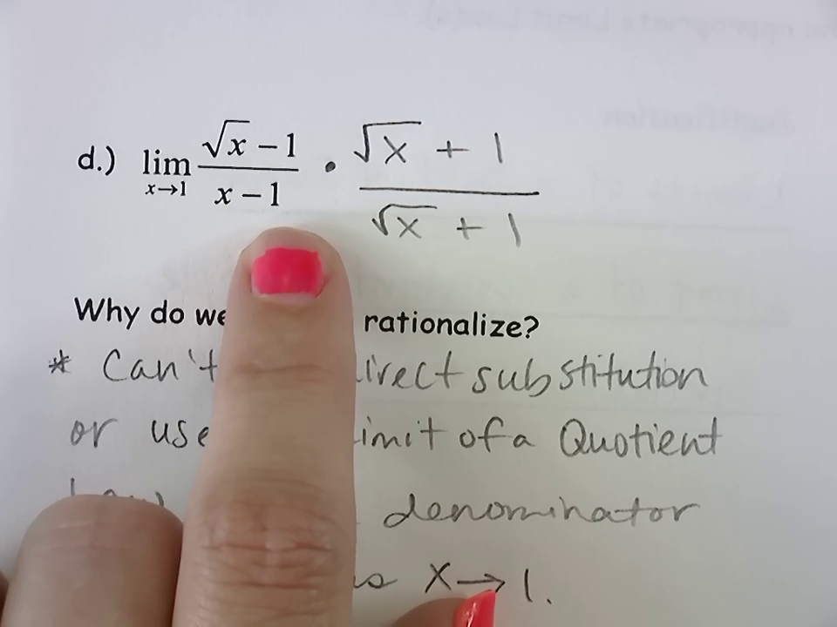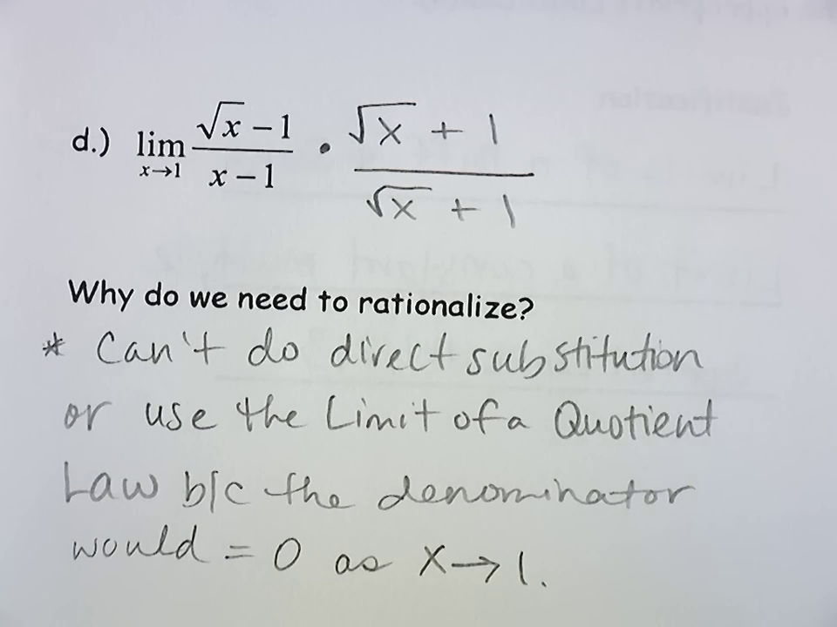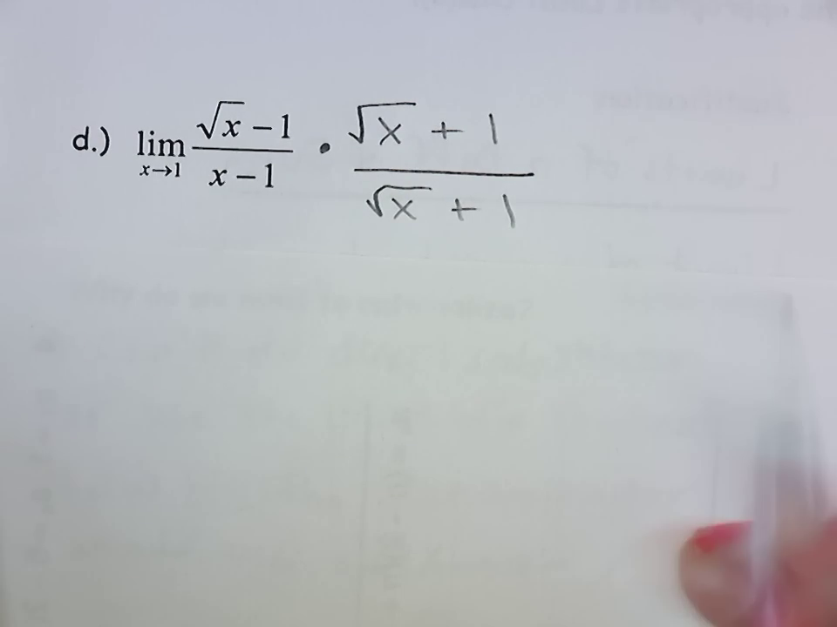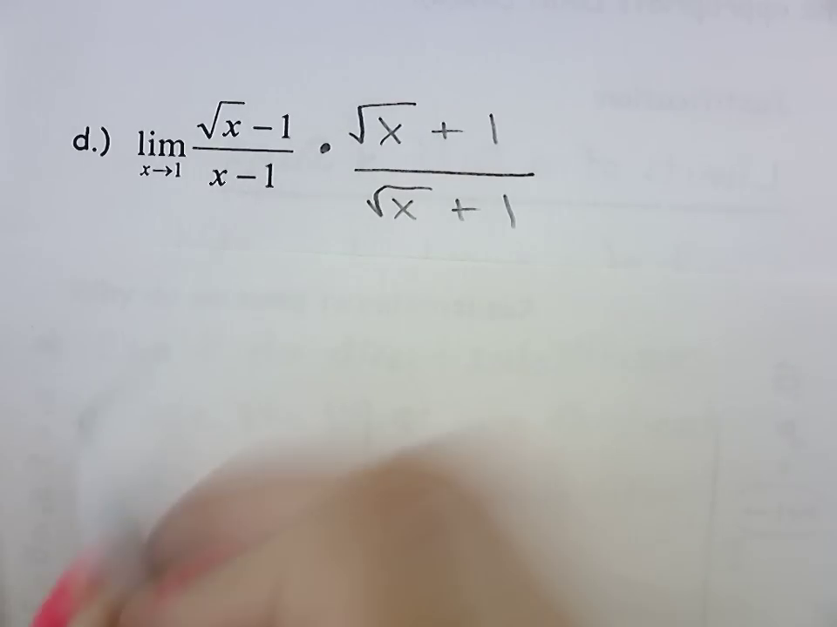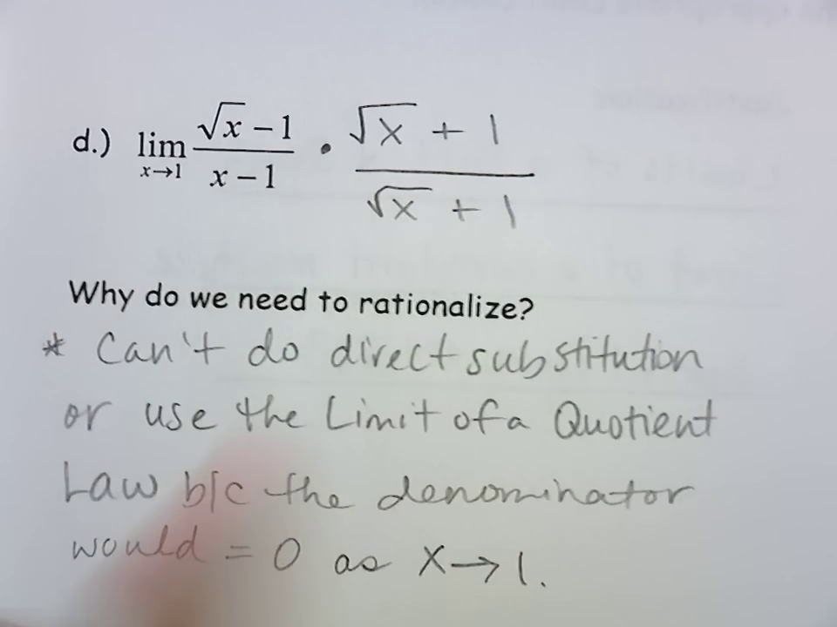Do you guys know why we don't want to multiply this by the conjugate of the denominator? What would happen if we did? What would we get? If we did multiply by x plus 1, the conjugate of the denominator, you get x squared minus 1, right? Would that help my case at all? No, because when I plug in 1, wouldn't I still get 0? Okay, so that's why we're going to rationalize the numerator.